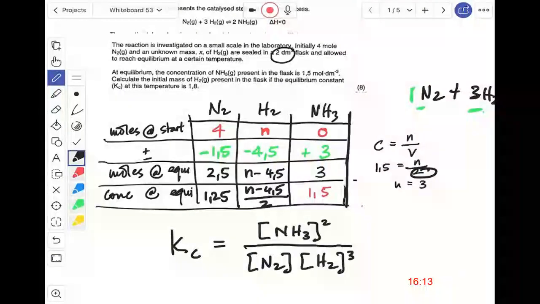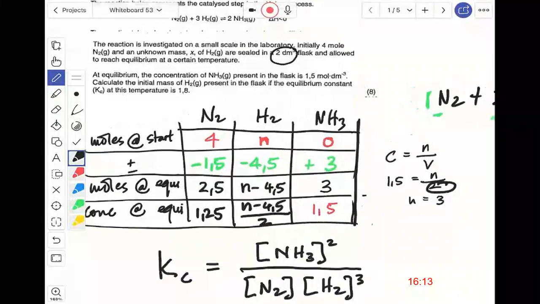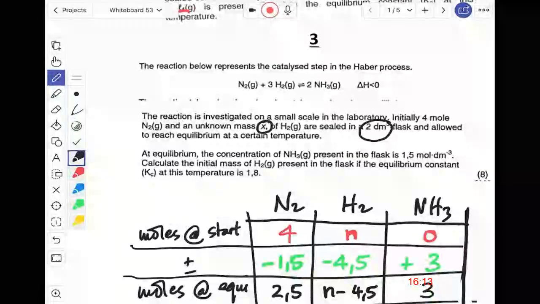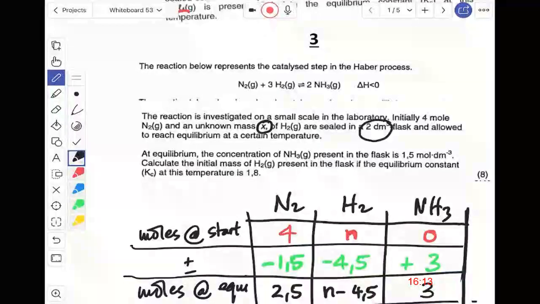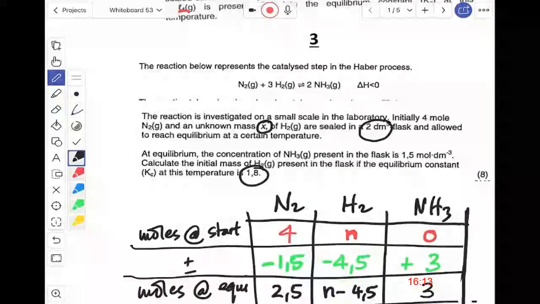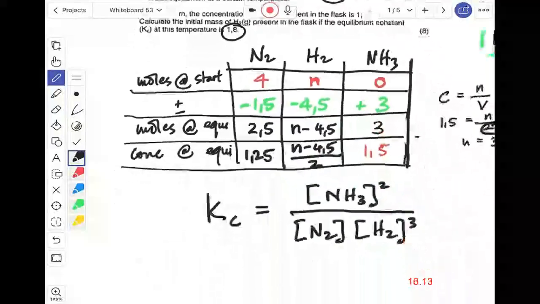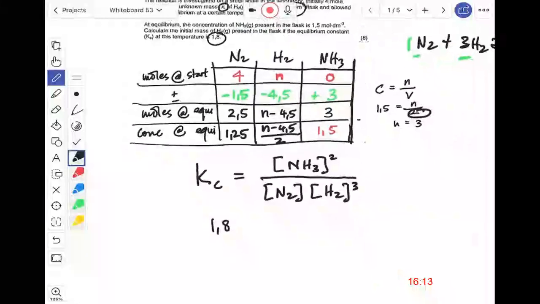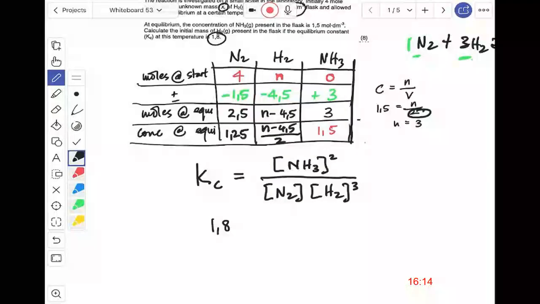Now, this is the advice I have for you. In this particular problem, we had to work backwards; they want us to calculate x. They've given us the equilibrium constant. In other words, this value is 1,8. So what I suggest is that N minus 4,5 divided by 2 cubed, we do not sub this in.